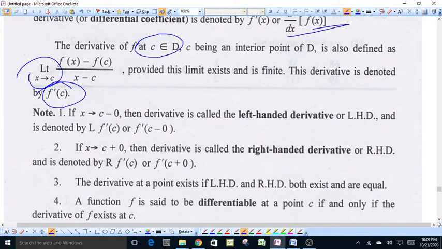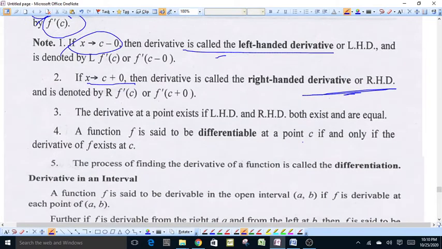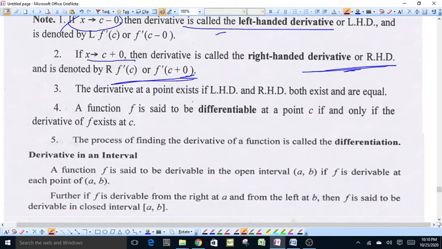Now, if x approaches c from the left, then the derivative is called the left hand derivative and is denoted by Lf'(c) or f'(c - 0). If x approaches c from the right, then it is known as the right hand derivative, or RHD, and is denoted by Rf'(c) or f'(c + 0). The derivative at a point exists if the left hand derivative and right hand derivative both exist and are equal.